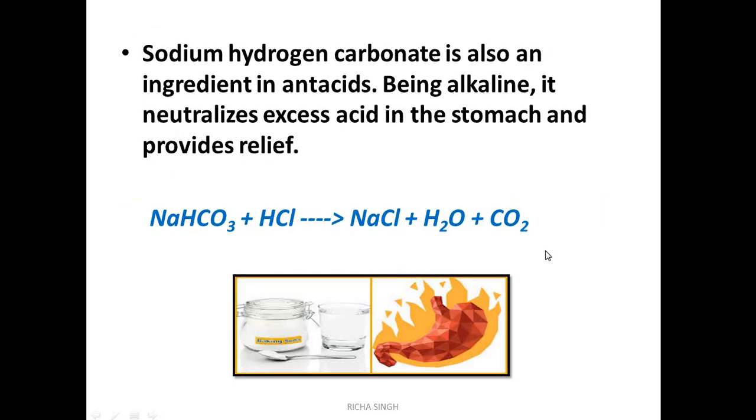Next use is, it is used as an antacid to neutralize the excess amount of acid which is released in the stomach. Here it is a neutralization reaction. Sodium bicarbonate reacts with hydrochloric acid of the stomach to form sodium chloride, water, and carbon dioxide gas is released.